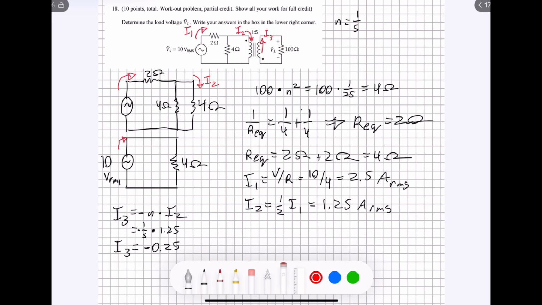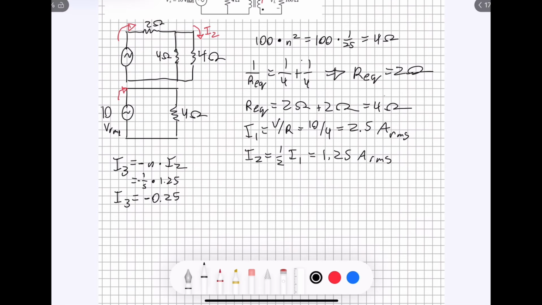All right, we're almost done because that is going to give us the current that goes all the way through here, including through where our voltage drop is that we're trying to find. The last thing we have to do is just use Ohm's law one more time to find our final value. V is equal to IR.